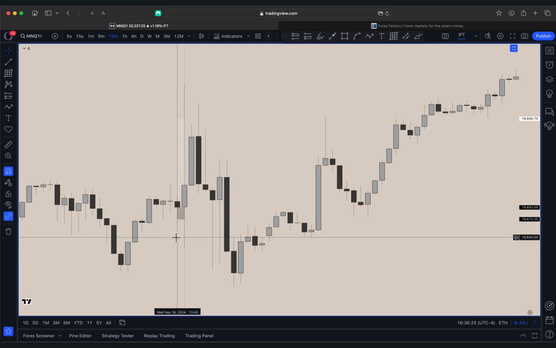So let's say 19643.00, because it was so volatile, that's where you get filled. And so you end up losing double the amount you intended to lose. So that's why we try to avoid these events.